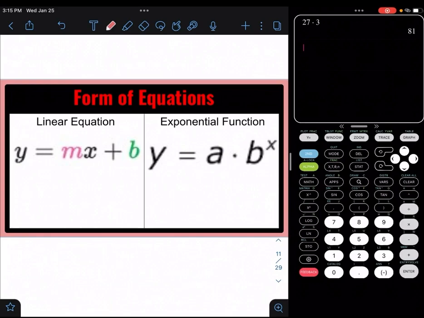What are the forms of equations? Linear equations are the normal ones that we're used to, y equals mx plus b, whereas exponential functions are where you're multiplying and raising something to an exponent.